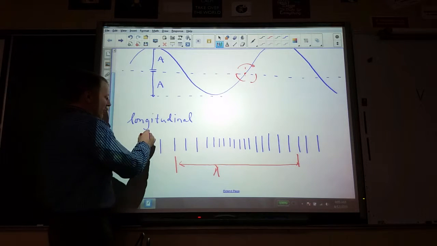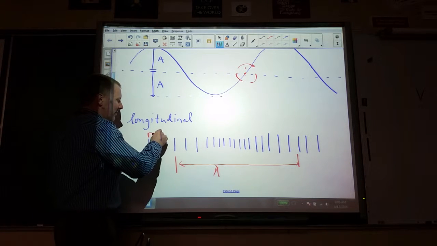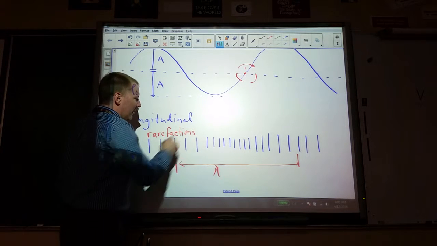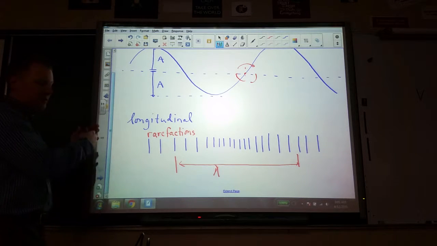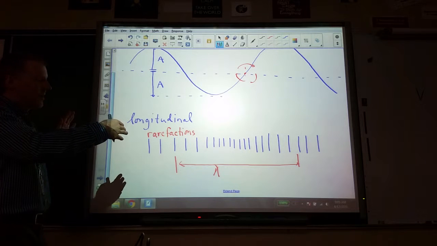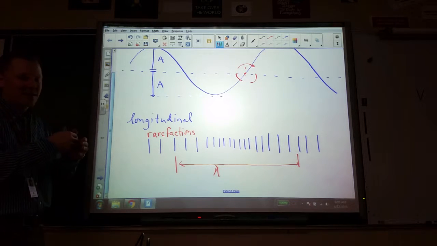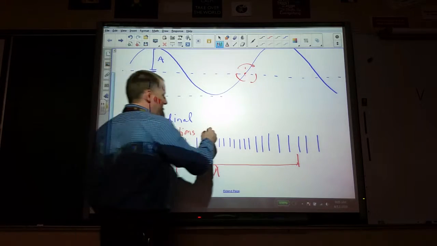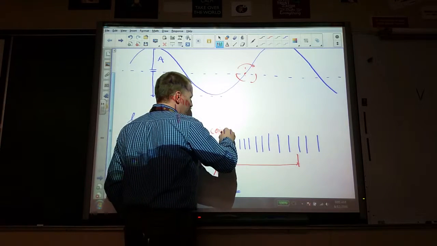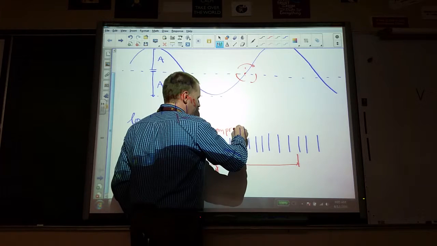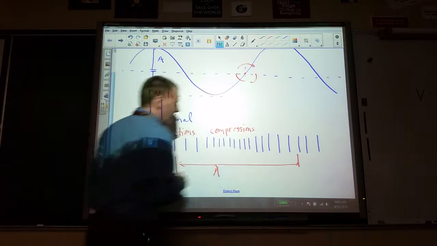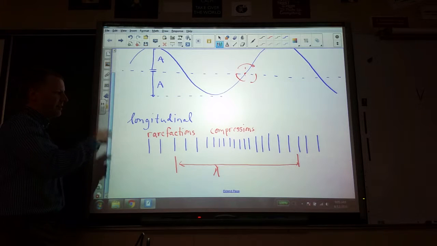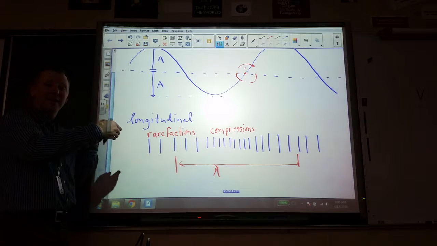We've got rarefactions here, where it's stretched out. So when we think of this like a slinky, this is the part where the slinky coils get closer together, and compressions. And there are other terms, I think, that go along with these in the text. But it's alternating these, and it's a continuum.